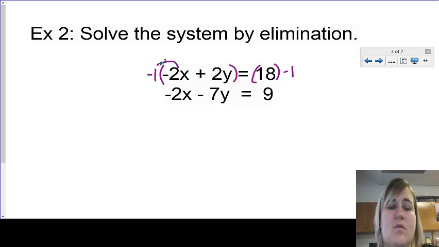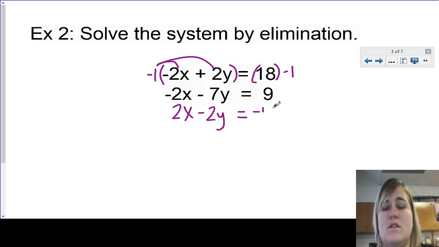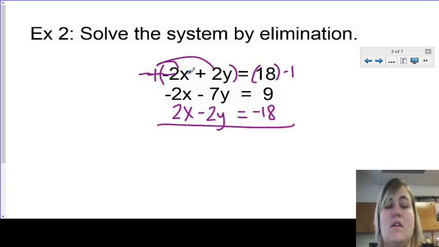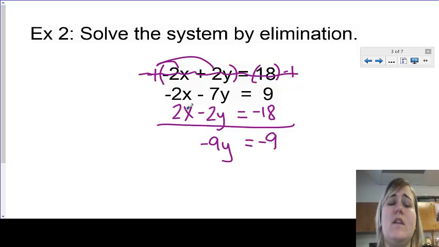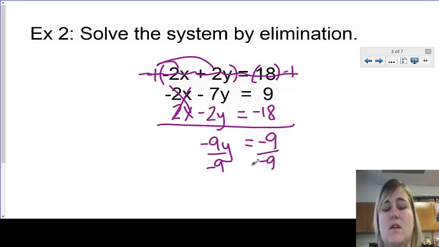So I'm going to distribute that negative 1 to everything. Negative 1 times negative 2x is going to give me 2x. Negative 1 times 2y gives me negative 2y equals 18 times negative 1 is negative 18. So now this equation is gone because it's become this equation, and now I have an opposite coefficient. So I'm going to go ahead and add these. I have 9 minus 18 gives me negative 9. Negative 7y minus 2y gives me negative 9y. Negative 2x plus 2x cancels out, so I can divide by negative 9 on both sides. And I'm left with y is equal to 1.